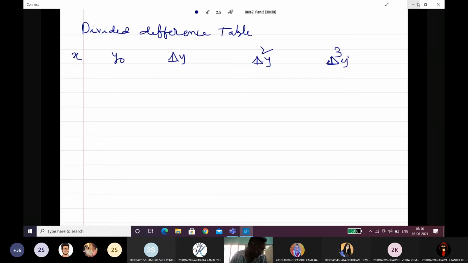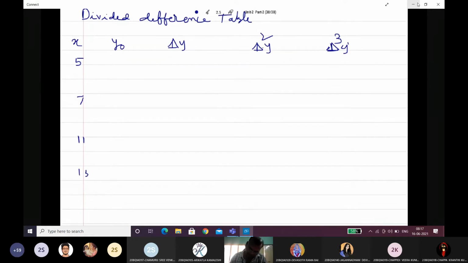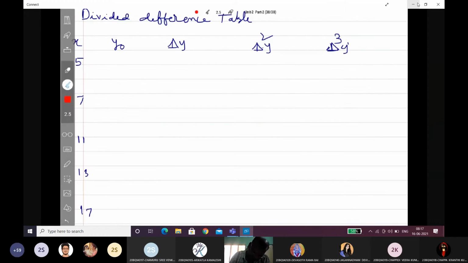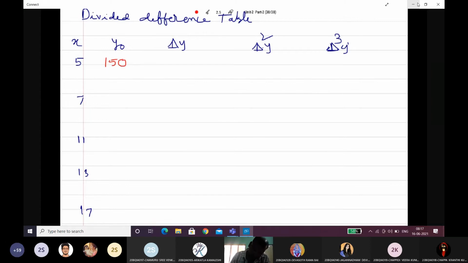Now note down the values of x and y: 5, then 7, make a distance, then 7, 11, 13, and 17. Like this. Write down the corresponding y values using a different color: 150, then 392, then 1452, then 2366, then 5202.